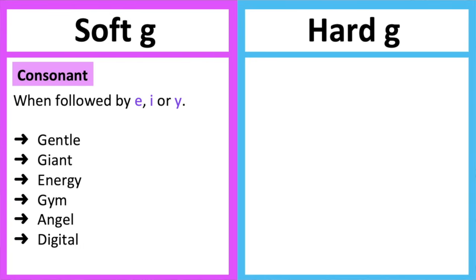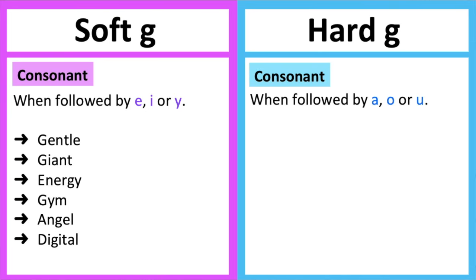Hard G. The general rule for the hard G is that if the letter G is followed by the letters A, O, or U, or any other letter excluding E, I, or Y, then it will make the G sound.